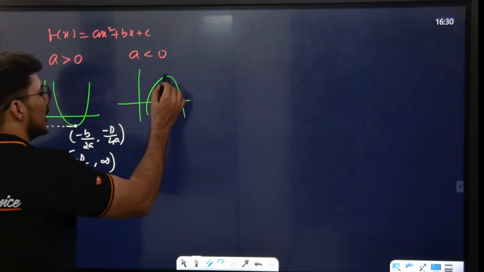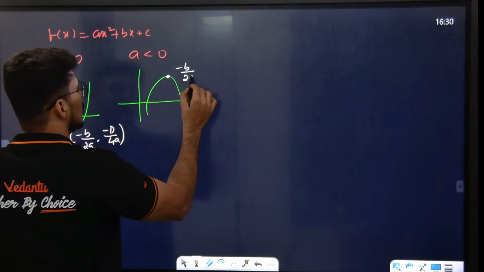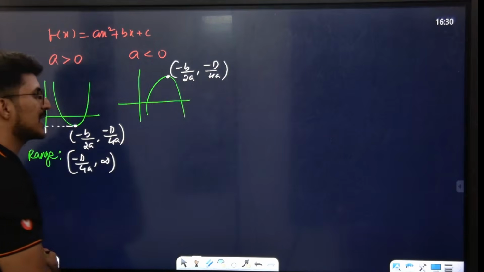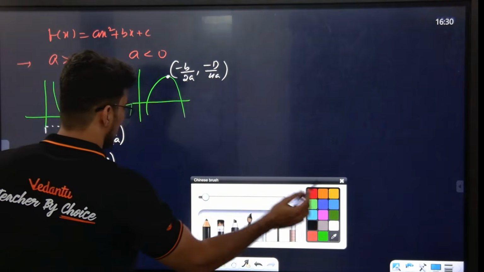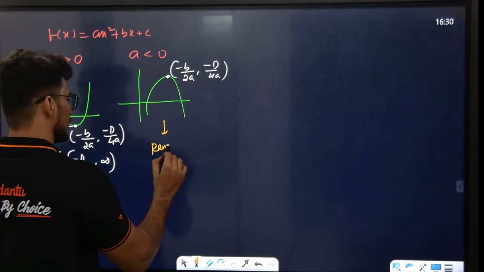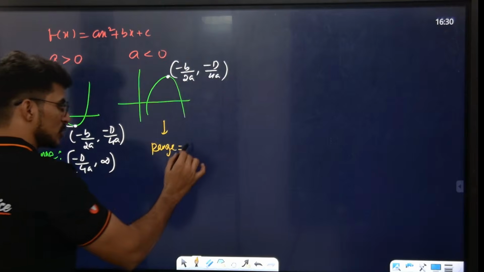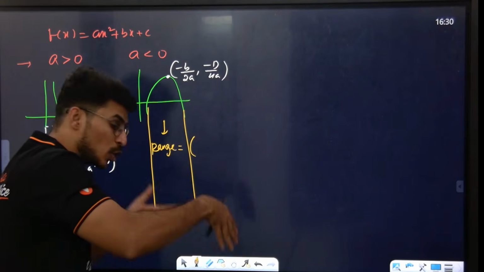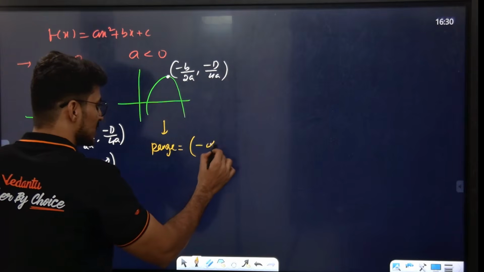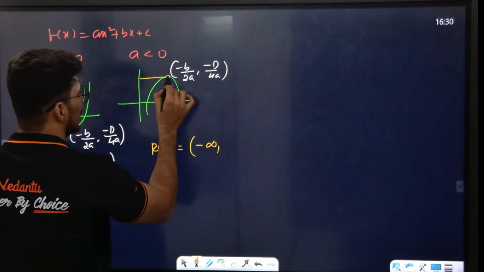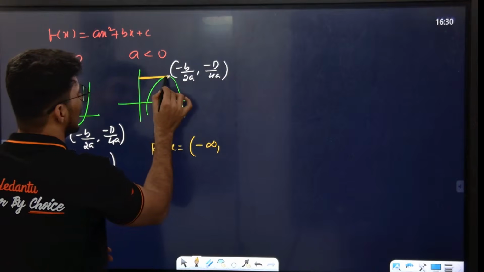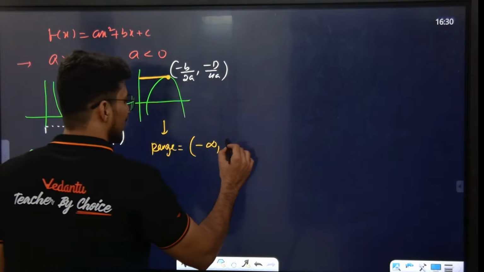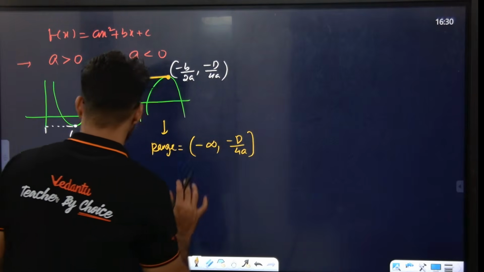When a is negative, the vertex is minus b by 2a comma minus d by 4a. What is the range in this case? The graph can extend toward the negative y-axis, so the minimum value is minus infinity. The maximum is where the graph ends, at the vertex. So the range is minus infinity to minus d by 4a.